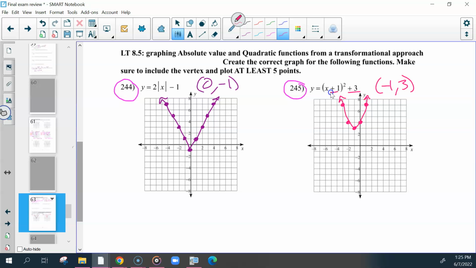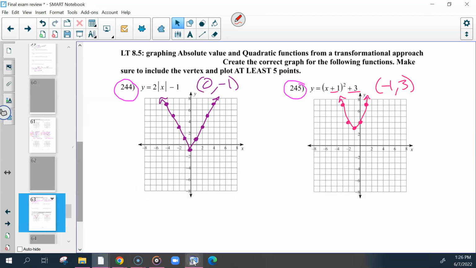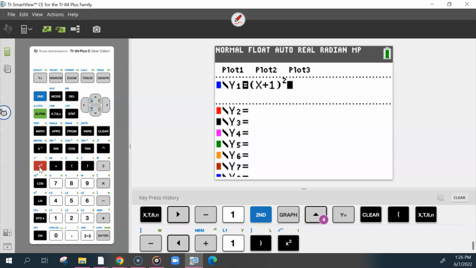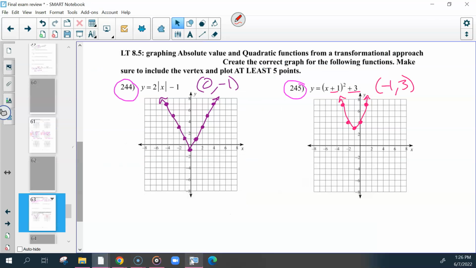You could also check that in your calculator. So if I go in and type in x plus 1, plus 3, and go into my table, look for my vertex of -1, 3, and then I could plot those points. Do we have any questions on that one?